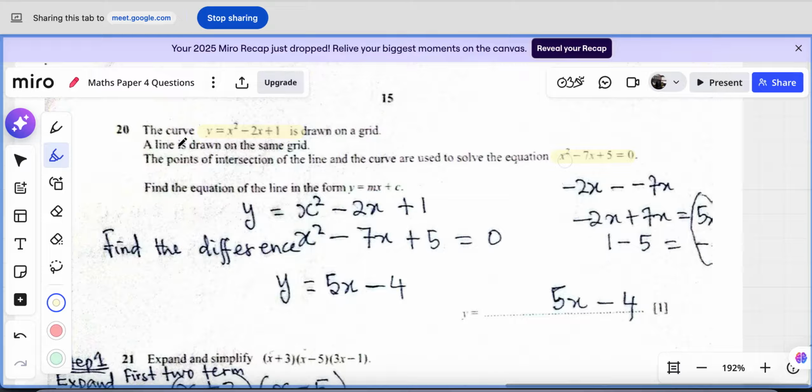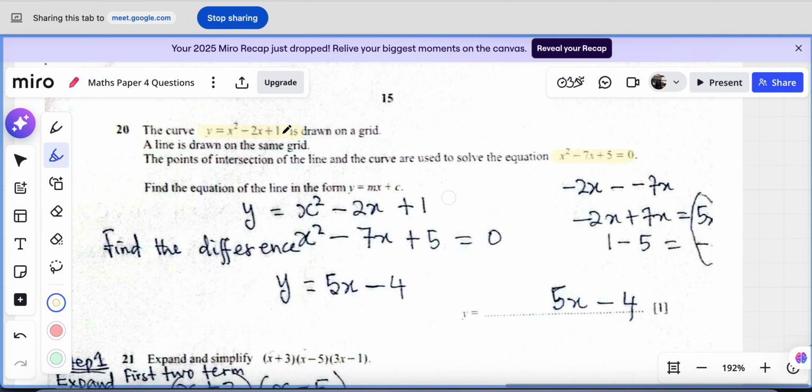Why? Because this x squared and this x squared, if you subtract them, is equal to 0. So you just say minus 2x minus minus. Why do I say minus minus? Because you are subtracting, and this one is already negative 7x. This minus is a subtraction. So minus 2x minus minus 7x will give you plus here, because minus 2x plus 7x equals 5x.